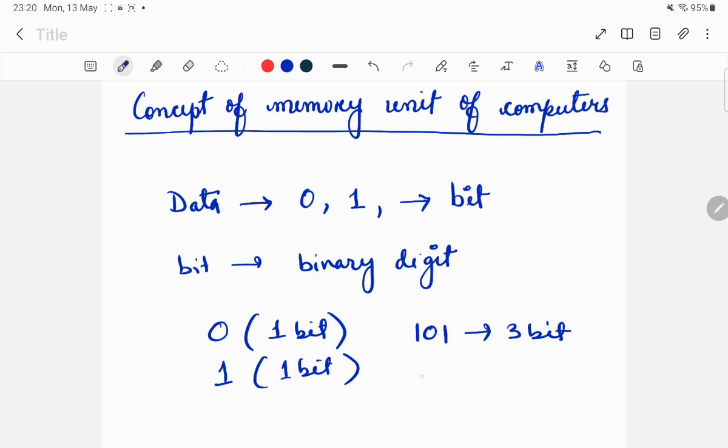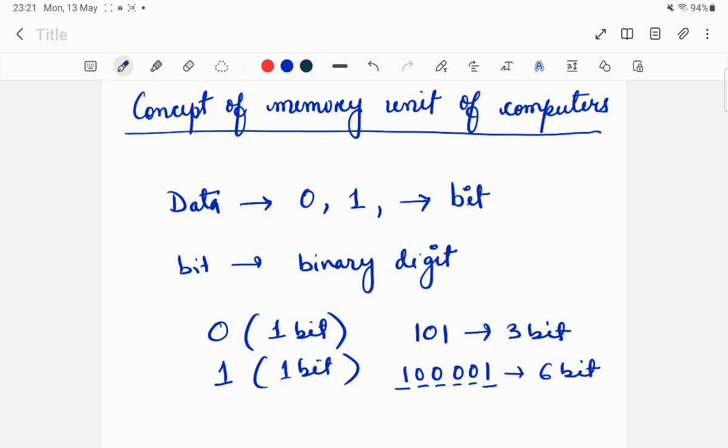Similarly, suppose you are giving 100001, so how many digits are there? 1 2 3 4 5 6. I have given 6 binary digits, so I am occupying 6 bits. So the concept of bit is nothing but a binary digit.